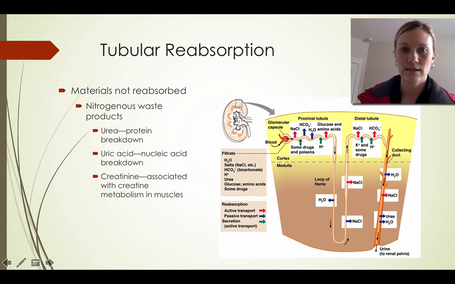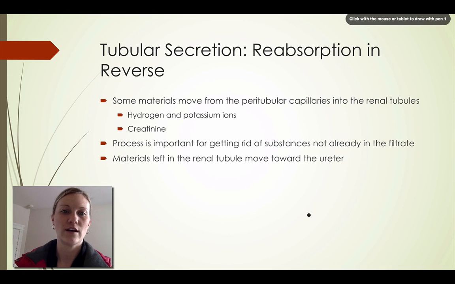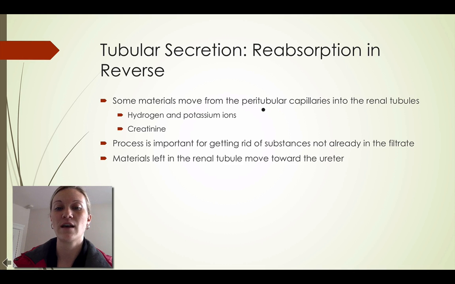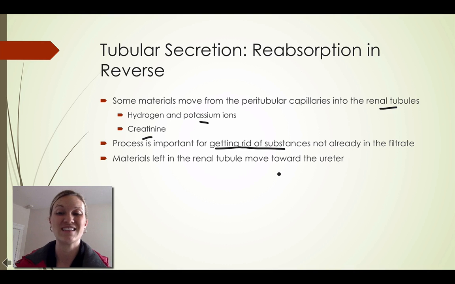Okay, let's see. So the reabsorption in reverse, some materials move from the peritubular capillaries to the renal tubules. Hydrogen and potassium ions, creatine, so all the stuff you don't want in your body. This process is really important for getting rid of substances that are not already in the filtrate. And then materials left in the renal tubule will move towards the ureter.